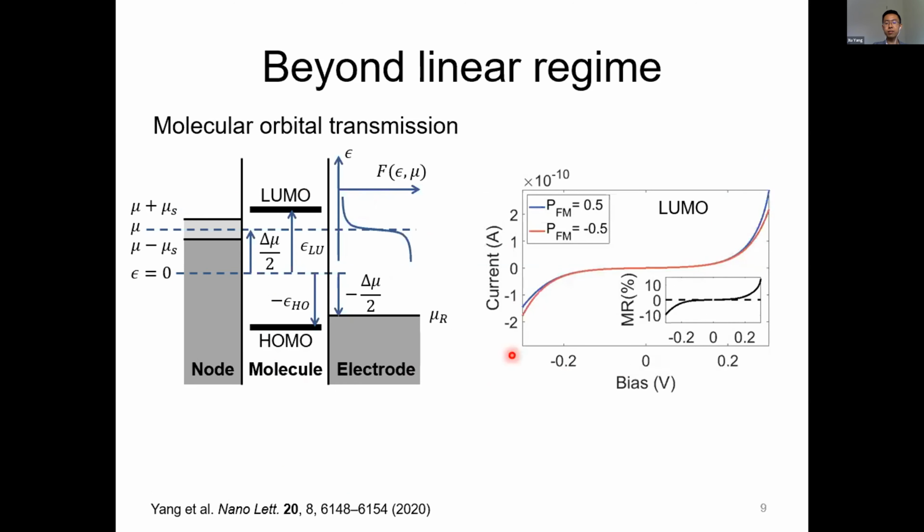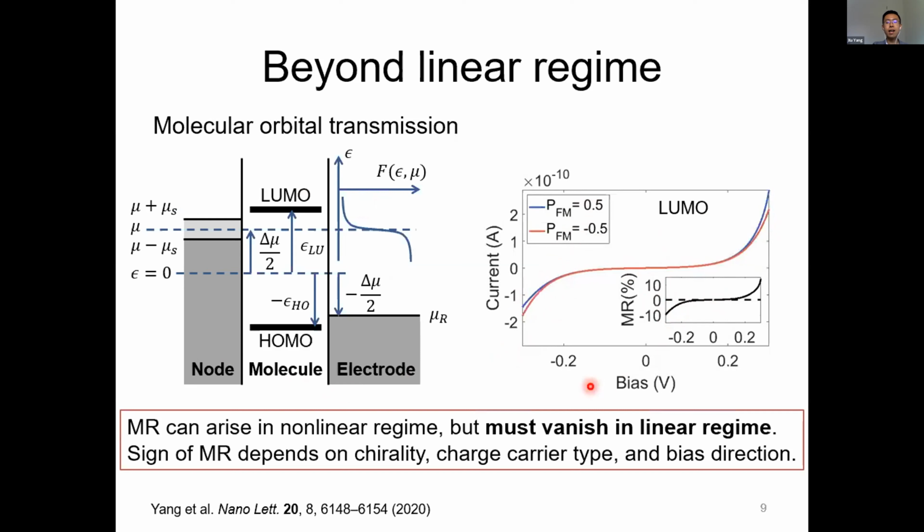So due to energy relaxation, we have now two IV curves corresponding to opposite magnetizations that are different at high bias. However, the two curves will exactly overlap each other as we go down to the low bias regime, close to zero bias. The MR signal can be finite at high bias, and it must vanish, it must be zero, as we go close to zero bias. And our conclusion here is that the MR can indeed arise in the nonlinear regime, but it must vanish in the linear response regime. And the sign of the MR depends on chirality, the charge carrier type, so whether you go through LUMO or HOMO, and then the bias direction.